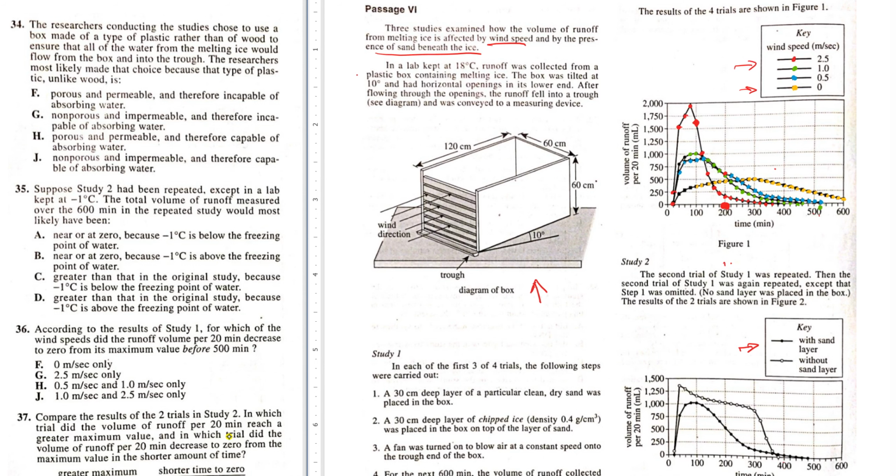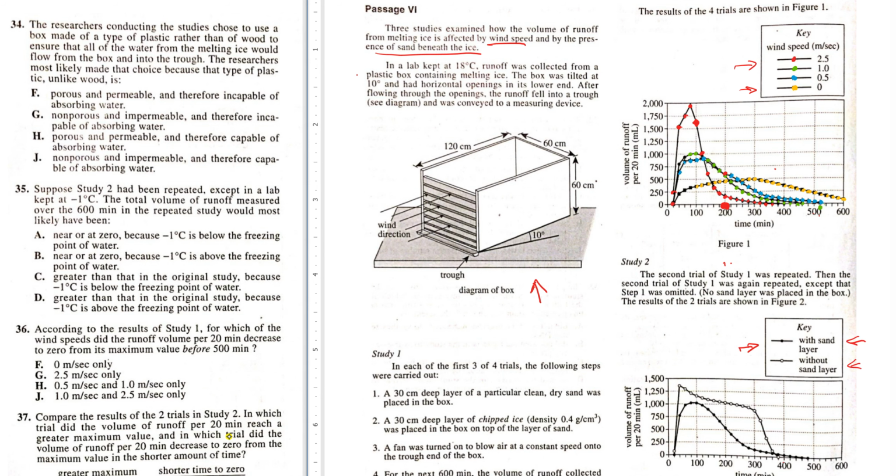And then study 2: the second trial of study 1 was repeated, except that step 1 was omitted, so they didn't put in the sand. And here we have the sand layer and without the sand layer, with the wind being kept constant. Right, so let's get to answering these questions.